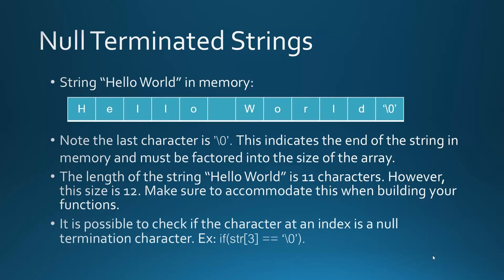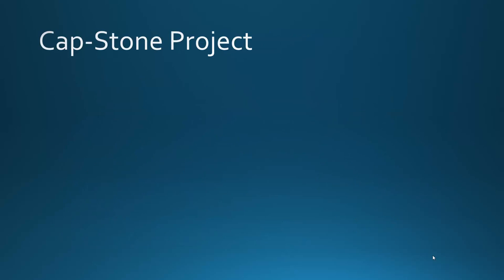And it is possible to check to see if a character is a null termination character. You just use the single quotes \0 and single quote, and that will tell you if you've reached the null termination character. So you will need that in this project. If you have any questions, just refer back to this slide for more information.